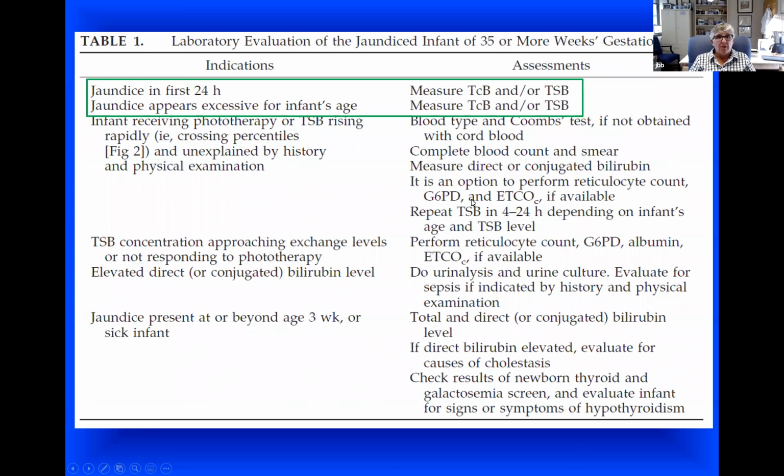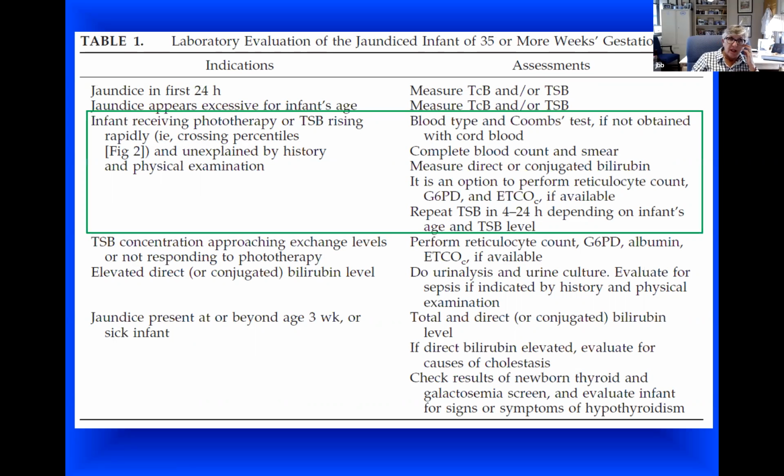So, jaundice in the first 24 hours, jaundice appearing excessive for the infant's age, get the transcutaneous bili or total serum bili. And this is in a jaundiced infant 35 weeks or more gestation who would be in the newborn nursery. We're not talking about preemies, that's a whole different category. If the infant is receiving phototherapy or the total serum bilirubin is rising rapidly, crossing percentiles and not explained, then you might want to get more tests.